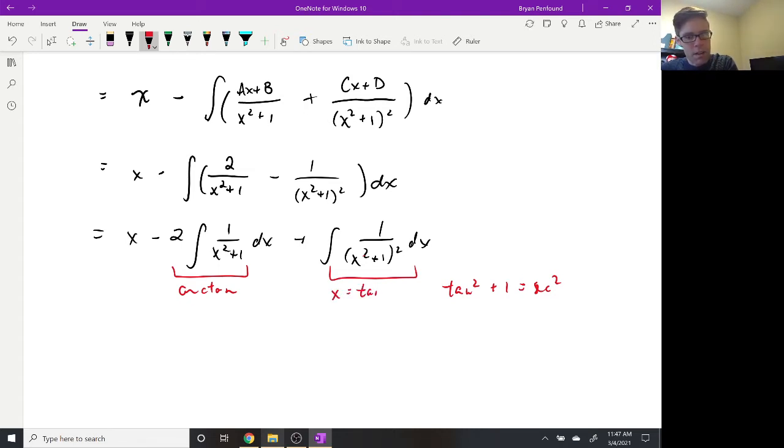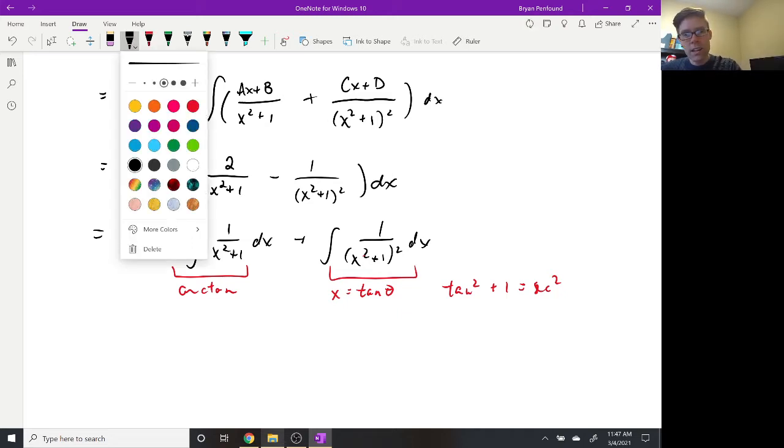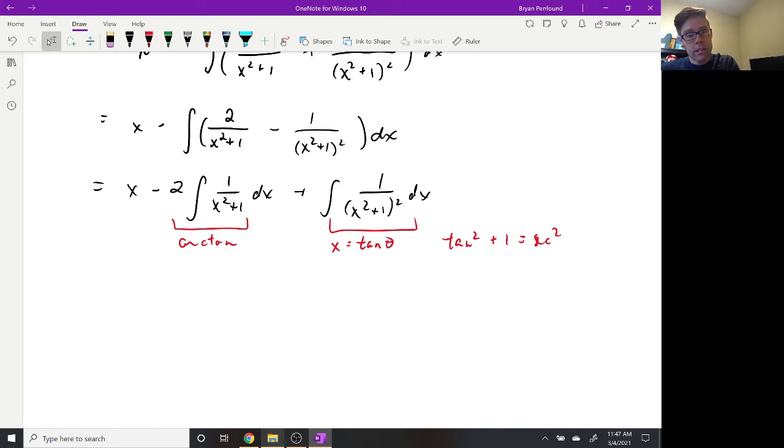So let's try making x equal to tan theta so that x squared is tan squared and I get secant squared inside of the brackets. So let's give a trig sub a try here and see if that works.